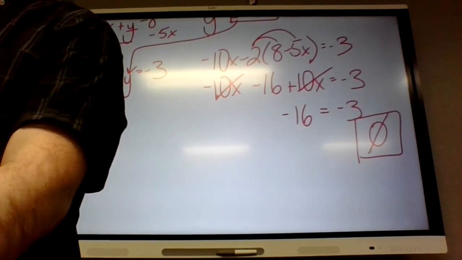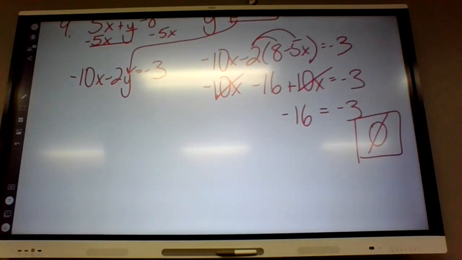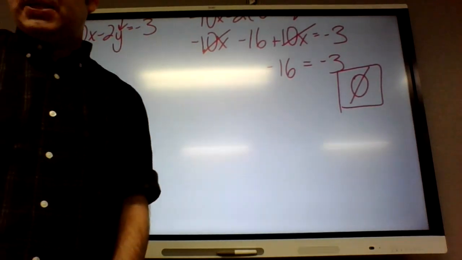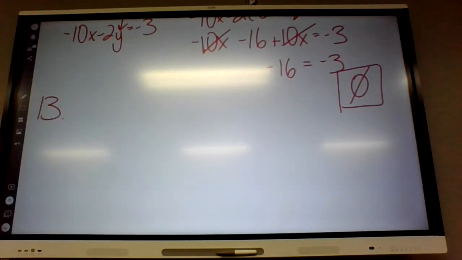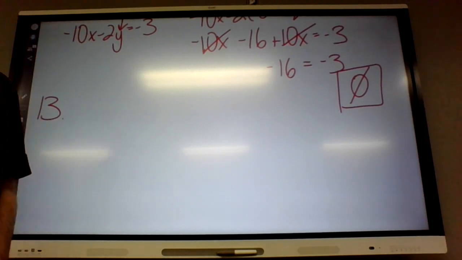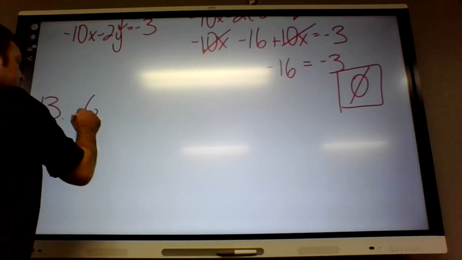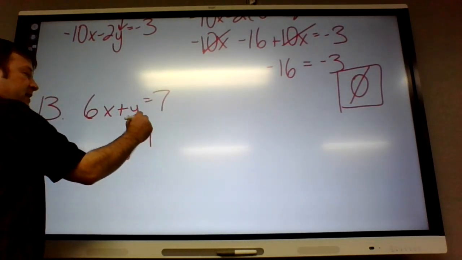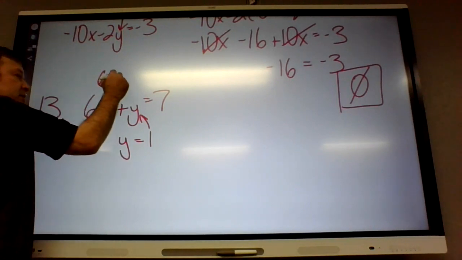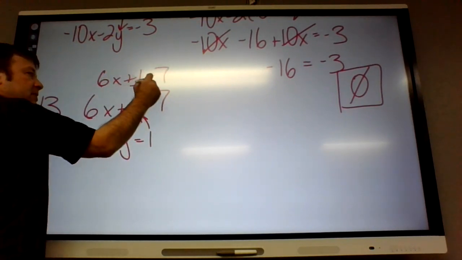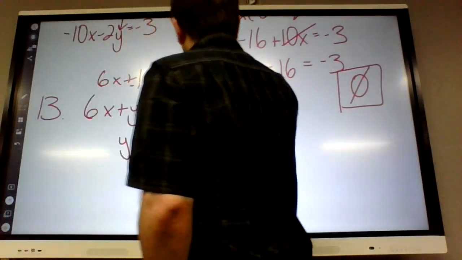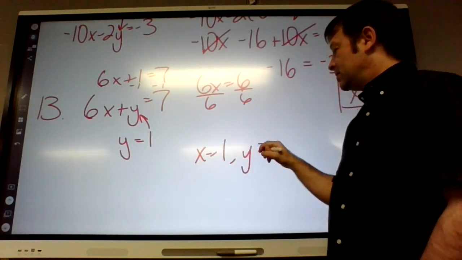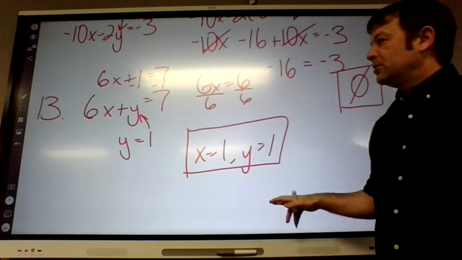Let's try again. Okay, number 13. Use whatever method you want to. They kind of did half the problem for us on number 13 because the second equation just says y equals 1. That's really half the answer. So if y equals 1, then to find the x, we just need to plug in 1. So 6x plus 1 equals 7. So if I subtract, I get 6x equals 6. Therefore, x is 1. And they told us y is 1.